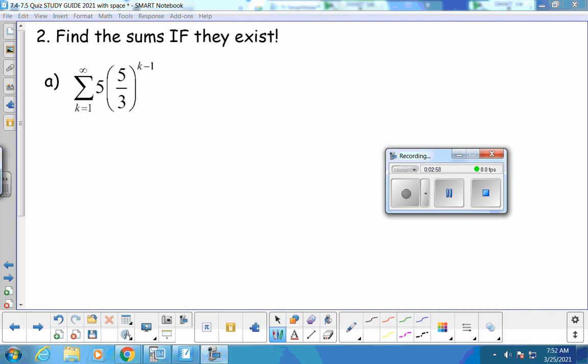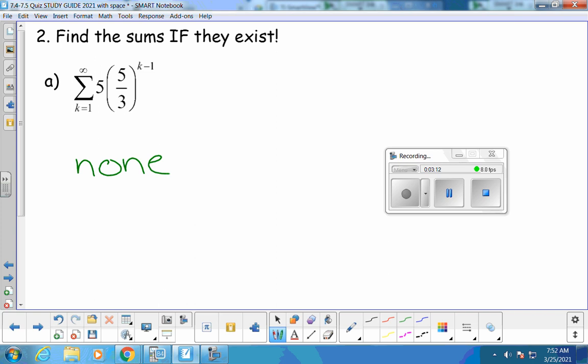Alright, so for this problem, when we look at r, we can see that it's more than 1. So there can't be any sum, so just write none. Circle the r value because kids might not know. And this is the r value.